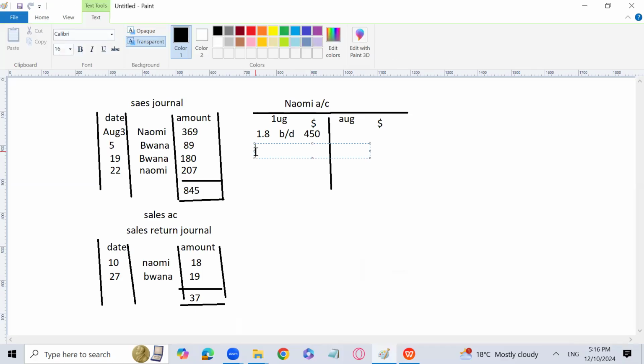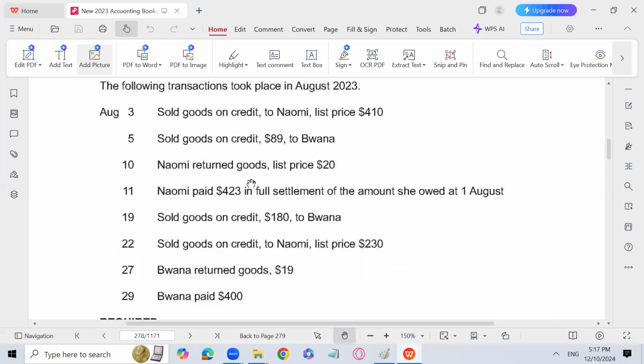So Naomi is going to be debited on August 5 because of sales. That's right. And the amount is going to be 369. Then there is going to be sales return. Naomi returned goods list price 20. That is actually after deducting trade discount, it is 18.